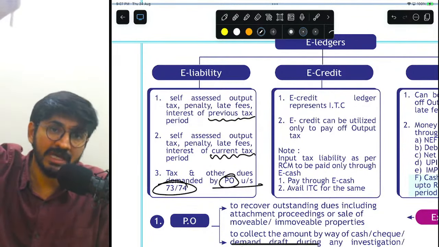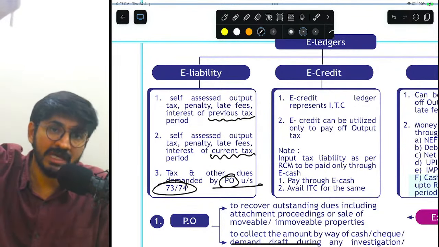Very important. Next is, my dear friends, the e-credit ledger, which needs to be understood very well, and it's extremely important, frankly. An e-credit ledger represents ITC. E-credit ledger represents nothing but the ITC. Also understand that e-credit ledger can be used only to pay off output tax.